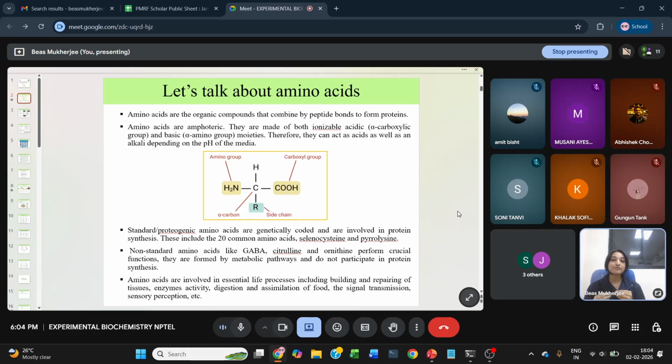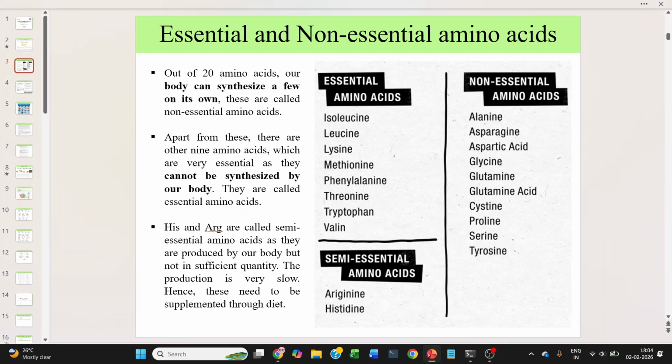Now, amino acids are involved in essential life processes, including building and repairing of tissues, enzymatic activities, digestion, assimilation of food, signal transduction, sensory perception, etc. Okay, now we'll move on.